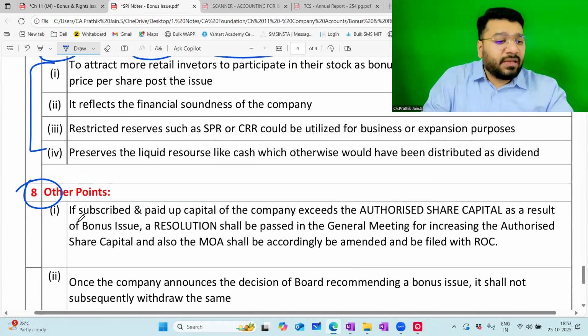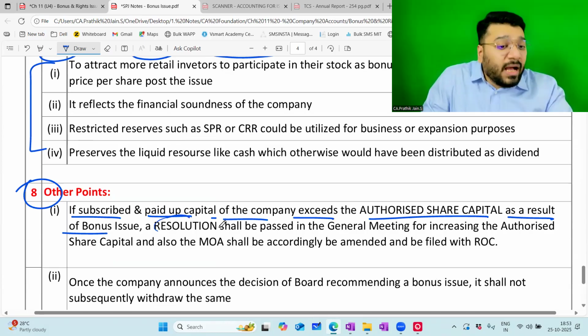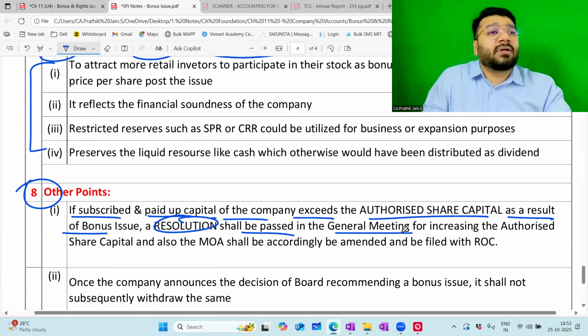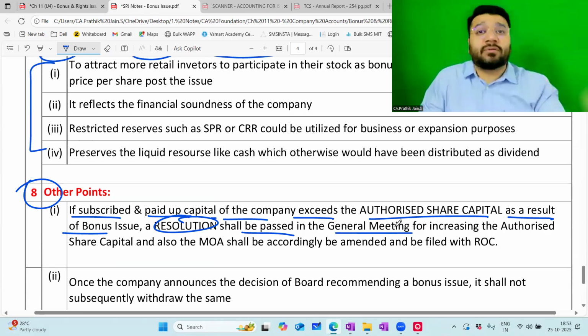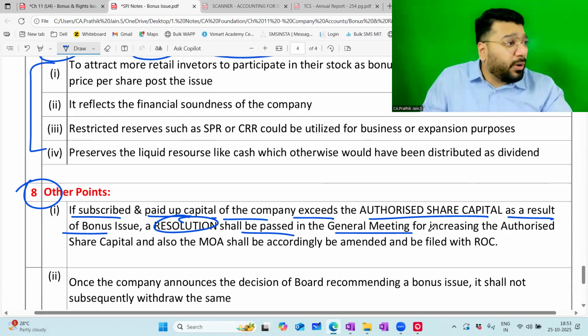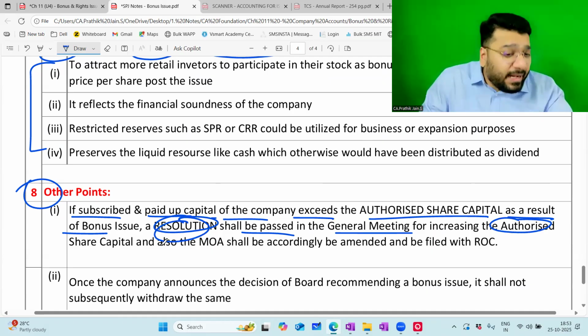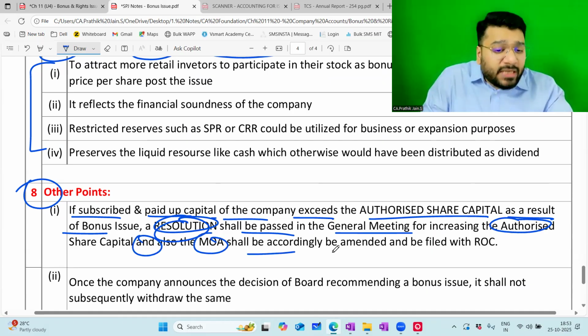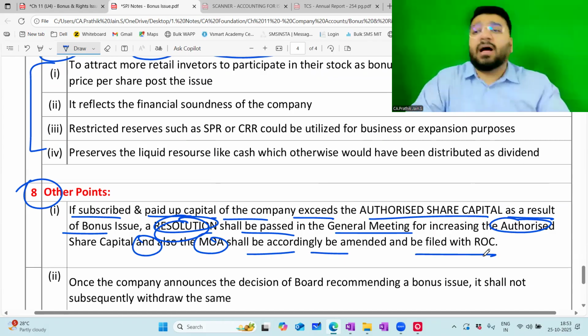One point we discussed: if subscribed and paid up capital of the company exceeds authorized capital as a result of bonus issue, a resolution shall be passed in the general body meeting. Resolution means what? Approval from the shareholders. For increasing the authorized capital, a resolution should be passed in the general body meeting, and also the MOA shall be accordingly amended and filed with ROC. Same point I discussed.